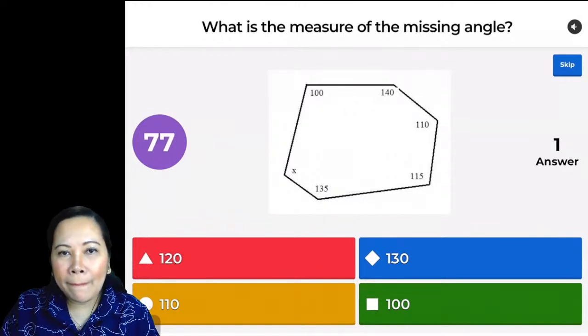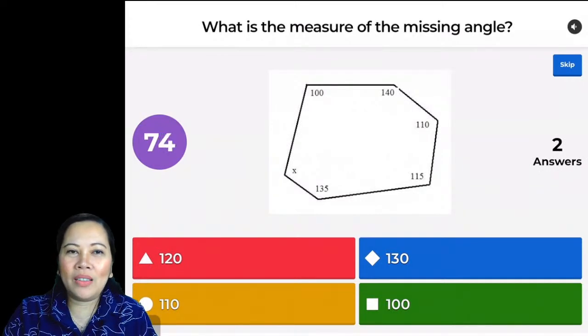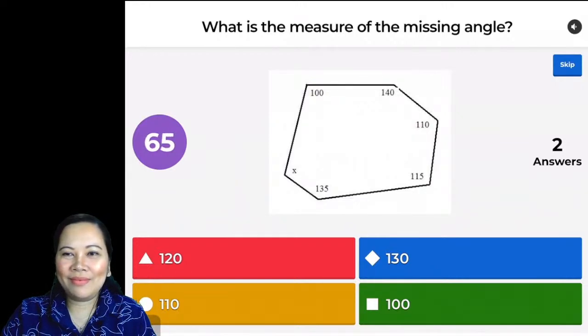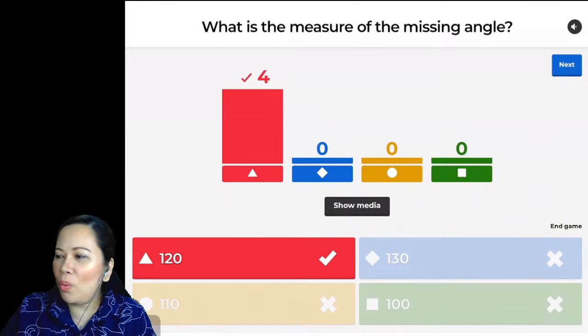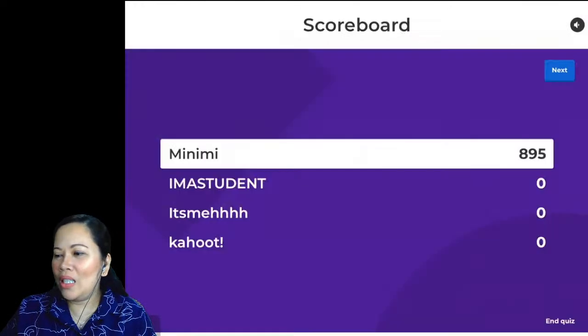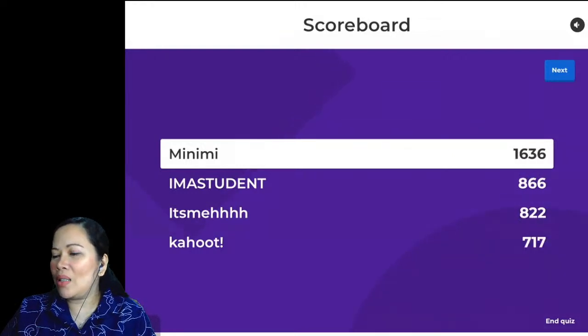Now this is longer. You can solve it. Yes, well done, everyone. Someone's listening during the discussion. And still, Mini-Me is on the lead, followed by I'm a student, and then it's me and Kahoot.